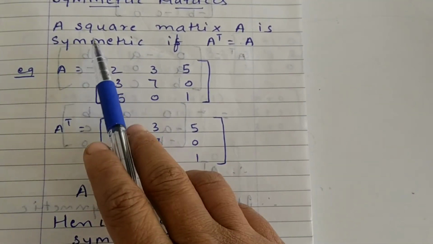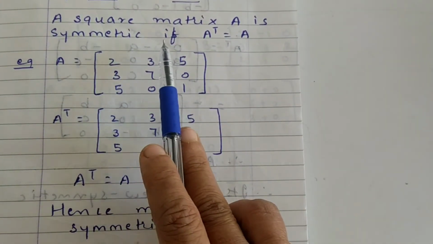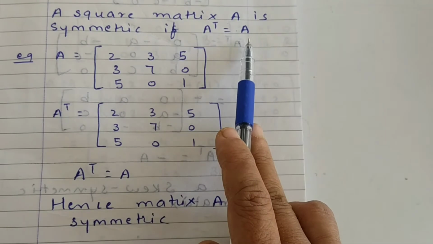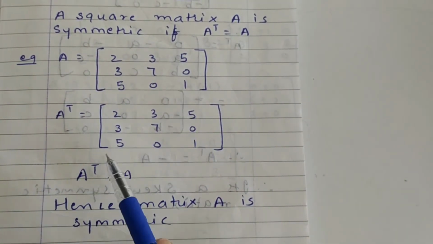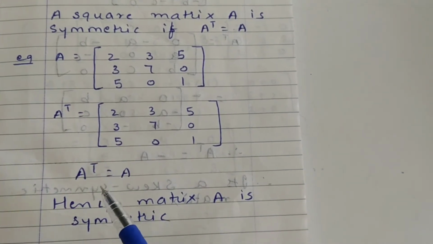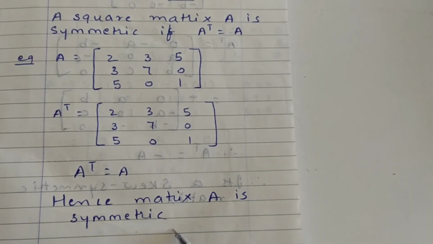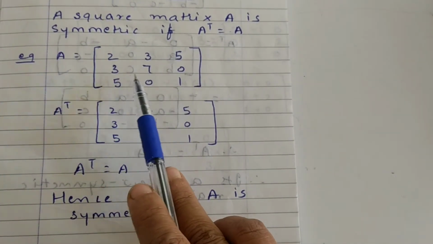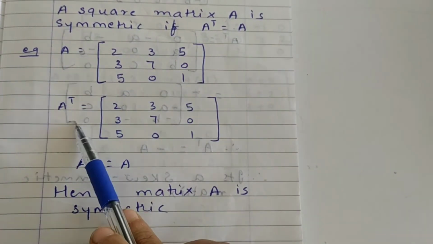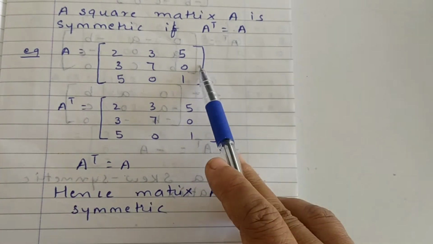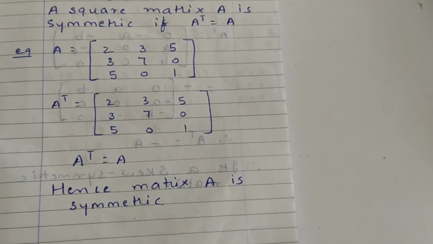Then the next topic is symmetric matrix. A square matrix A is said to be symmetric if A transpose is equal to A. That means if you have any matrix A and you find its transpose, and if the transpose of the matrix is equal to that matrix, then we say that it is symmetric. You can see this example here. Matrix A is 2, 3, 5, 3, 7, 0, 5, 0, 1. If you find the transpose of the matrix, you again get the same matrix, that is matrix A. So such matrices are said to be symmetric matrices.